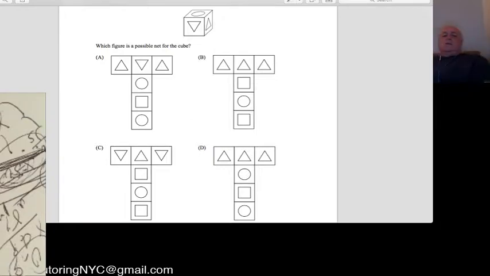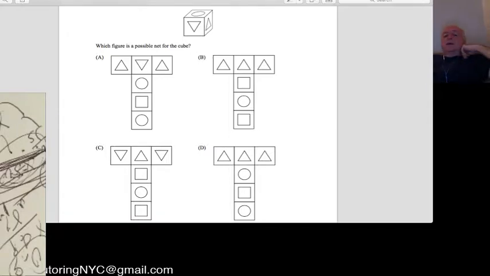Okay, so B and A have the triangles alternating their orientation, and what we see in the cube is that the triangles do alternate their orientation. We also note again that the orientation of the one triangle, depending on which we use as the center one, is pointing at a circle.